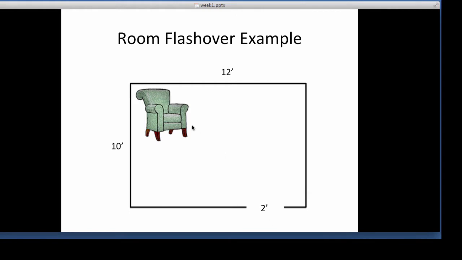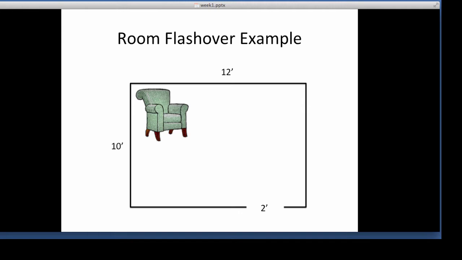For this scenario, the only fuel in the room is going to be this wingback chair that's tucked up into the corner of the room. So what we'd like to find out in this case, given just this chair in the corner of the room, is that enough fuel to drive the room to flashover?